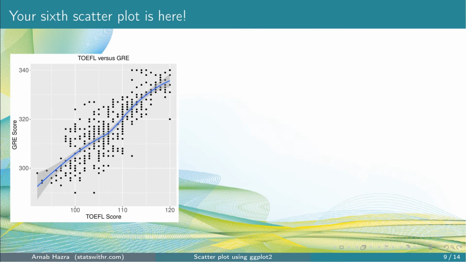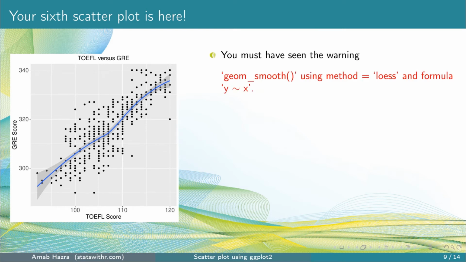We can see that a locally weighted regression line along with pointwise 95% confidence intervals of the mean profile are overlaid on the scatter plot. Locally weighted regression is the default choice in the function geom_smooth. While you do not specify any argument within geom_smooth, you see a warning message: geom_smooth using method equals to loess and formula y tilde x.